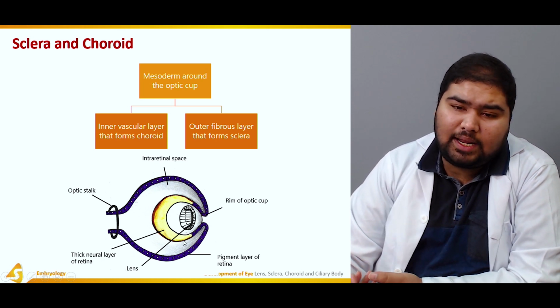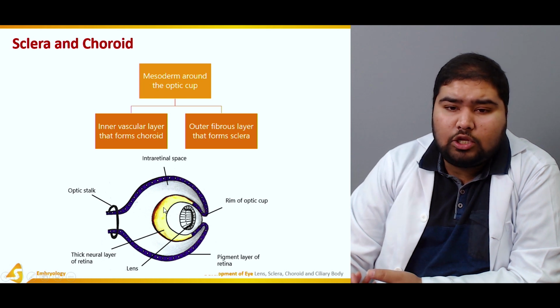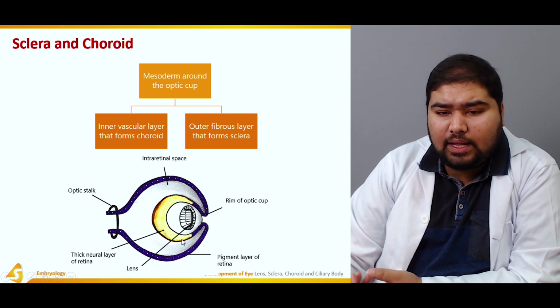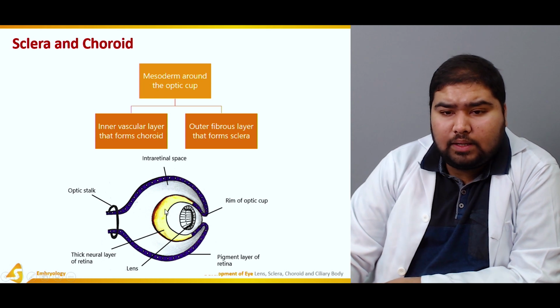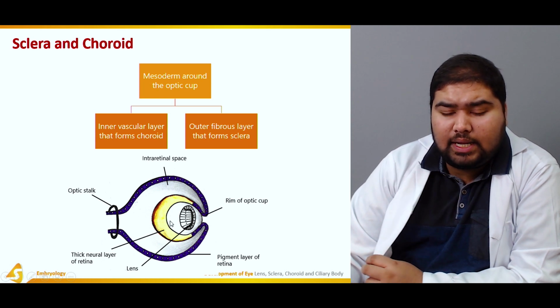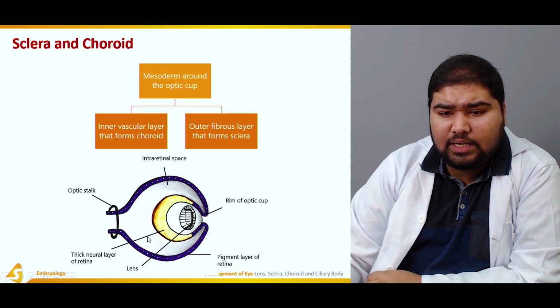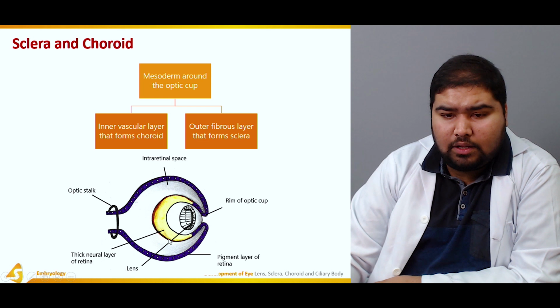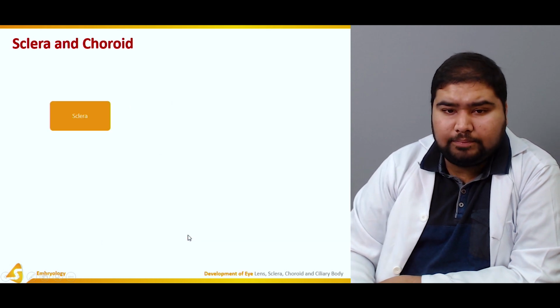This forms an inner layer and an outer layer. So the inner layer, this is the inner layer of the optic cup. The mesoderm around it, the inner vascular layer, forms the choroid, and the outer fibrous layer forms the sclera. So moving on.